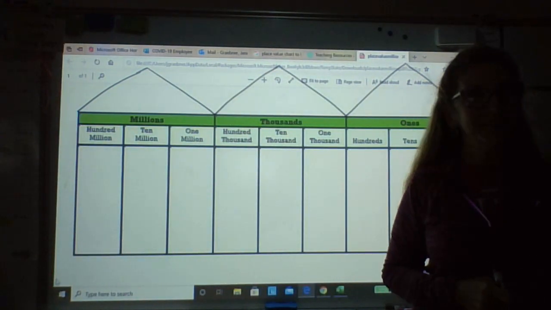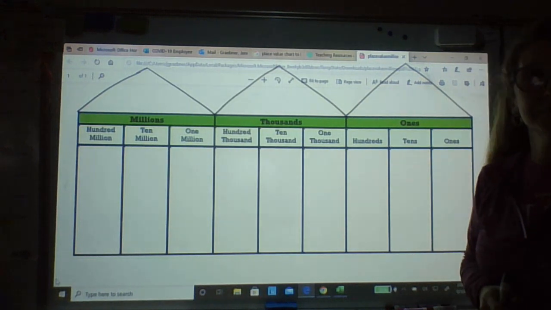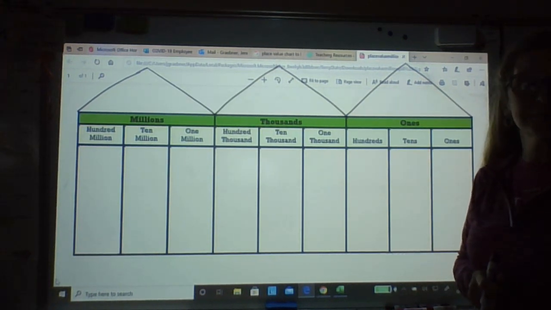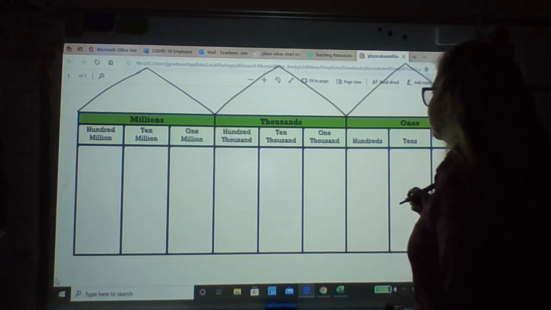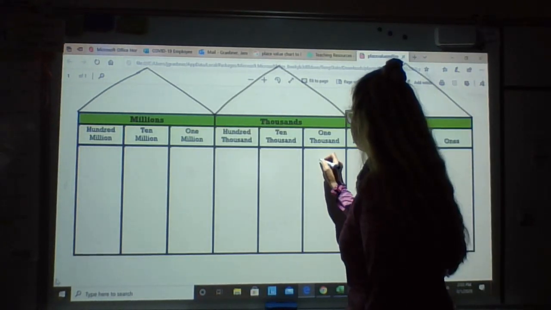Hey, Ms. Gravener, can you write the number 7,892 in the place value chart? I'll give it a shot. Do the best you can.